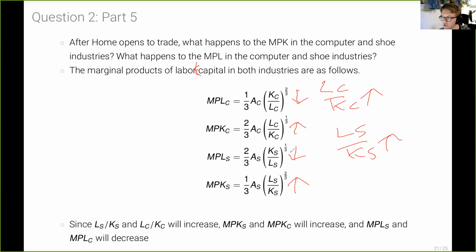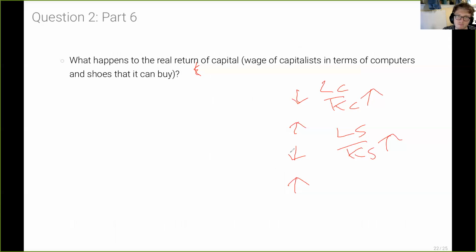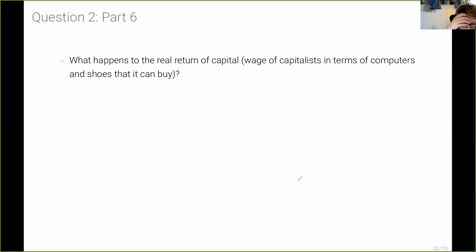When you're a factor that has a lot of the other factor to work with, you're going to be relatively productive. If you're a factor that doesn't have a lot of the other factor to work with, you're going to be relatively less productive. So that's what this is reflecting. So now we're going to think, and this is going to relate to the Stolper-Samuelson theorem, of what's going to happen to the real return of capital. In other words, what's going to happen to the wage of capitalists in terms of the numbers of computers and shoes that they can buy.